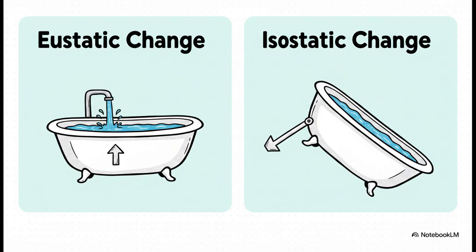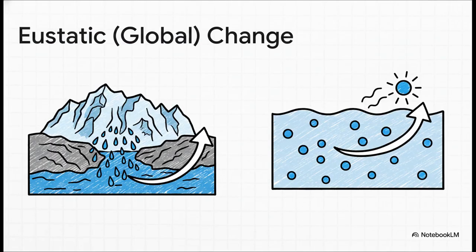But then you've got isostatic change. This one's local. It's all about the land itself moving up or down. So in this case, the amount of water in the tub stays the same, but the bathtub itself is actually tilting.